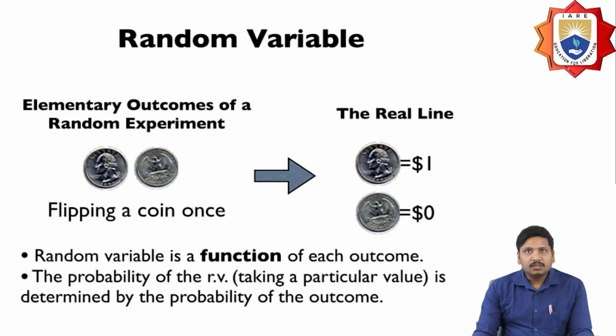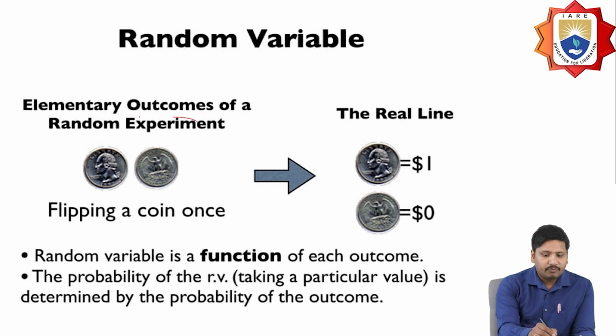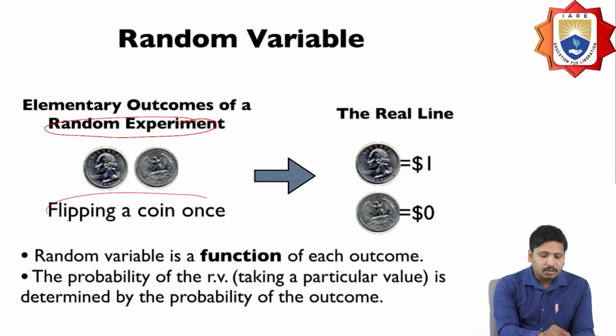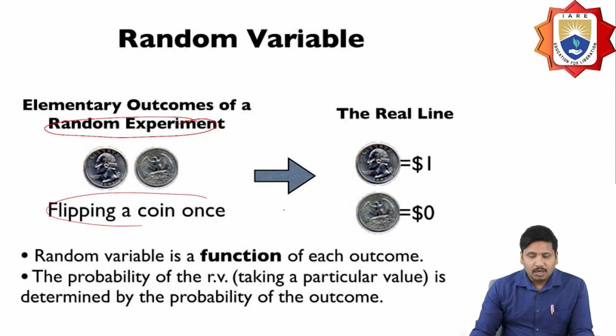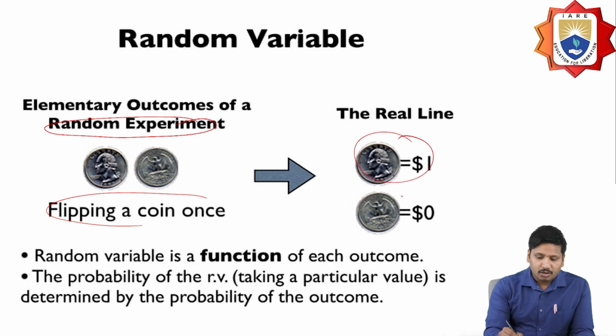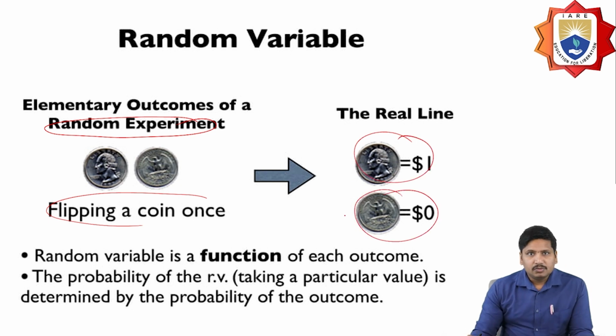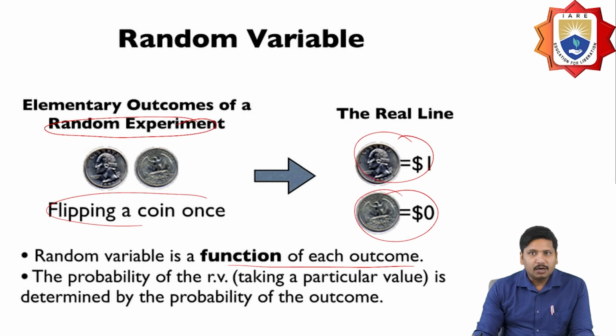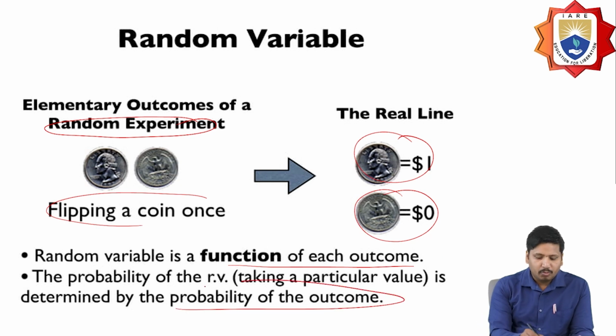So the very first thing is the random variable. A random variable is nothing but the elementary outcome of a random experiment. Example, flipping a coin once. So I'm going to get a probability of getting head or probability of getting tail. Normally this random variable should also be treated as a function of each outcome, and the probability of this random variable is going to determine the probability of the outcome.